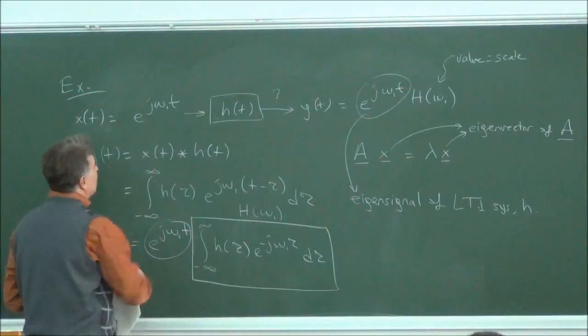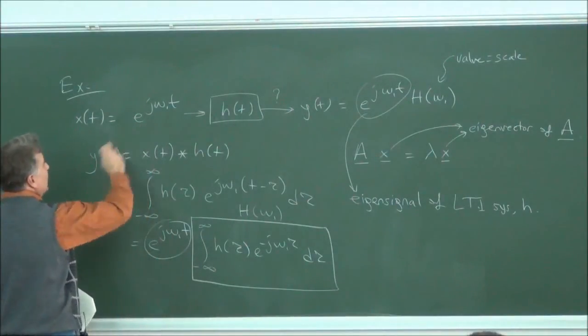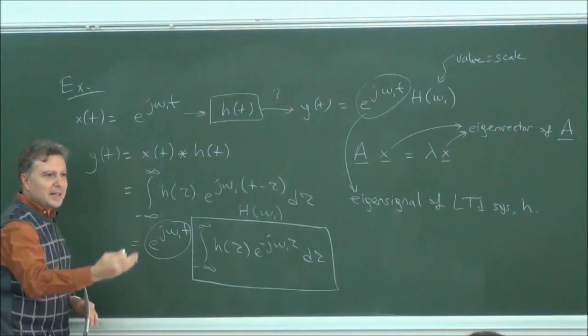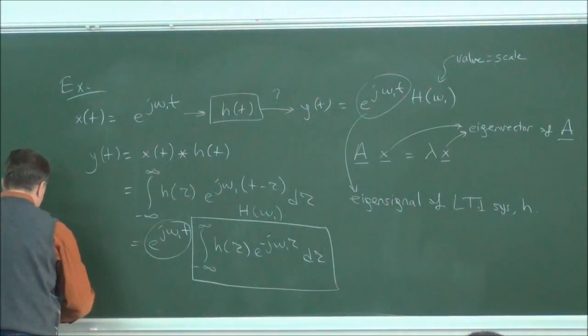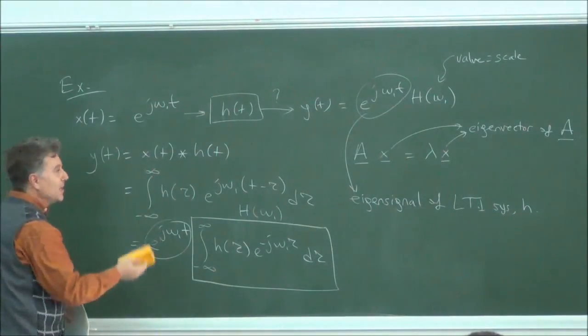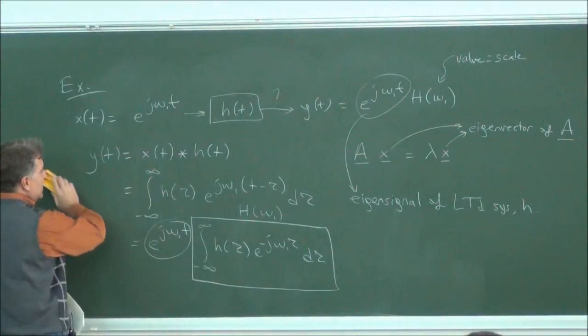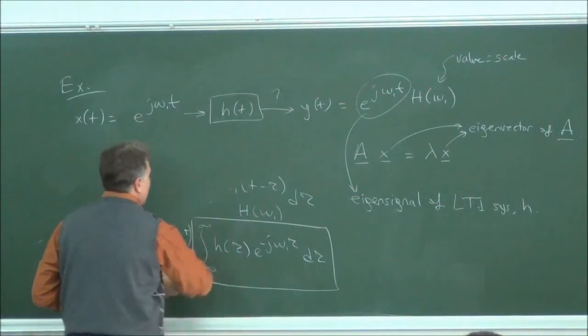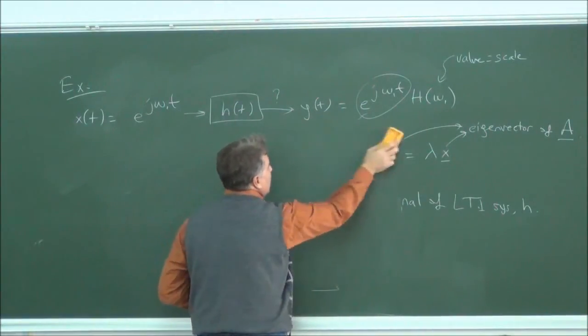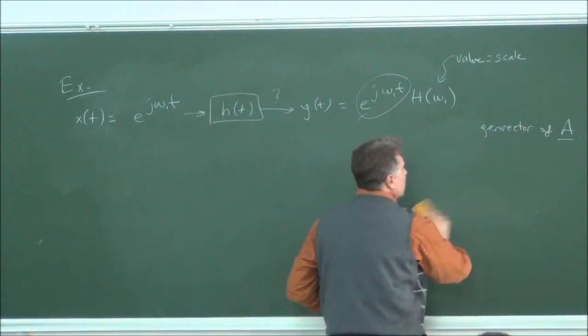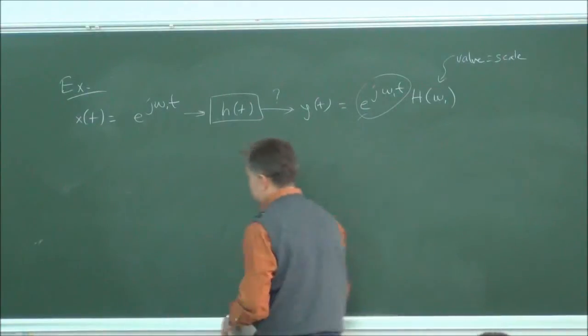That's why we want our x of t to consist of several sinusoids, not necessarily only a single one. What would happen, I'm erasing the bottom part now, what would happen if it's not only one sinusoid, but two sinusoids?